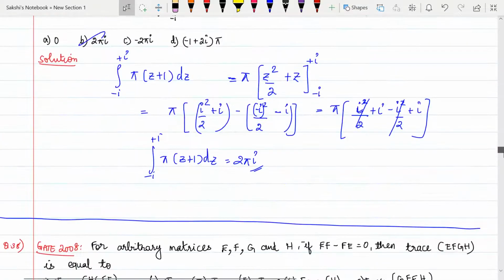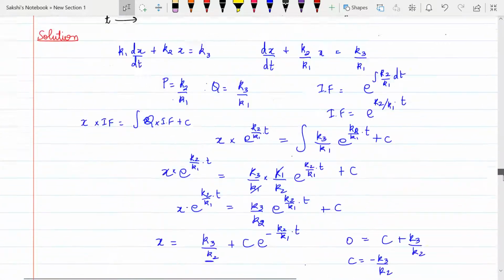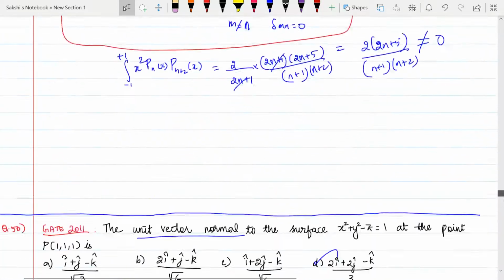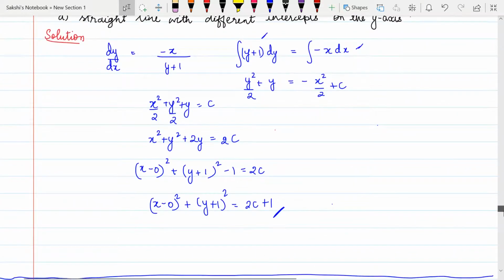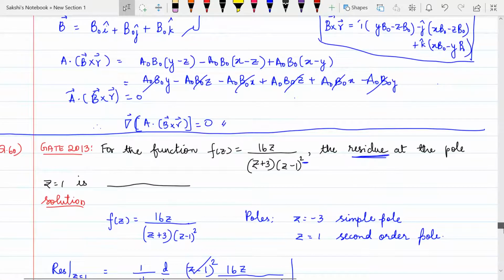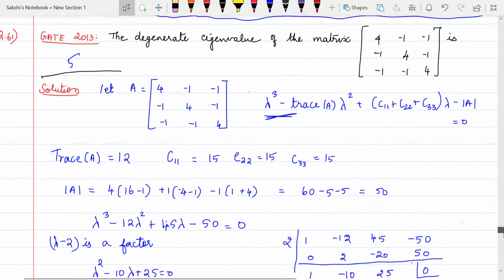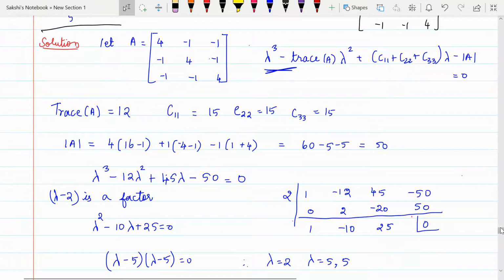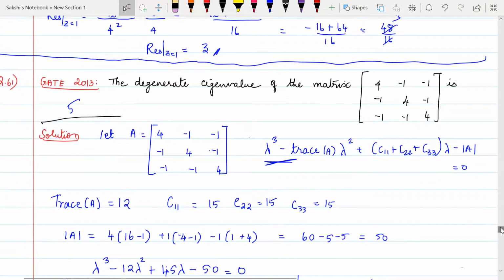So let us see the 61st question, which is from GATE 2013 and from matrices. A simple question, a lengthy question, about the degenerate eigenvalue of the matrix. So we have to find the eigenvalues, and we have to find which eigenvalue is degenerate.